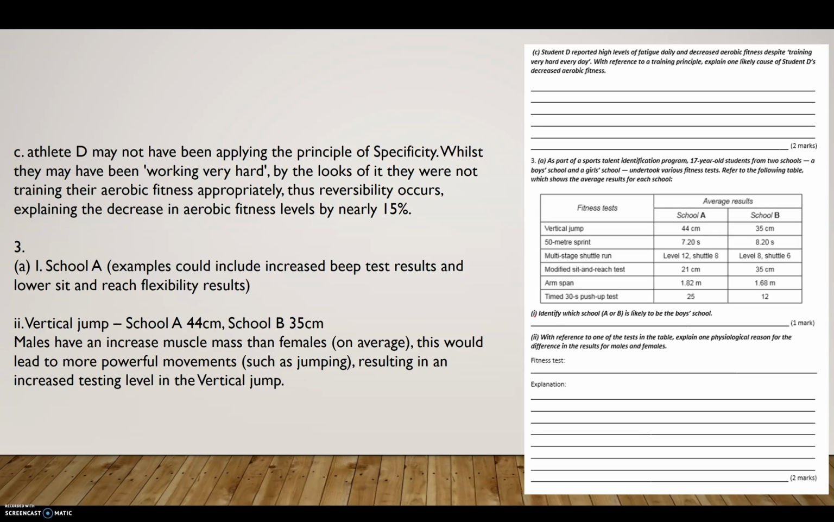So males have an increased muscle mass compared to females on average. This would lead to more powerful movements such as jumping, resulting in an increased testing level in the vertical jump.